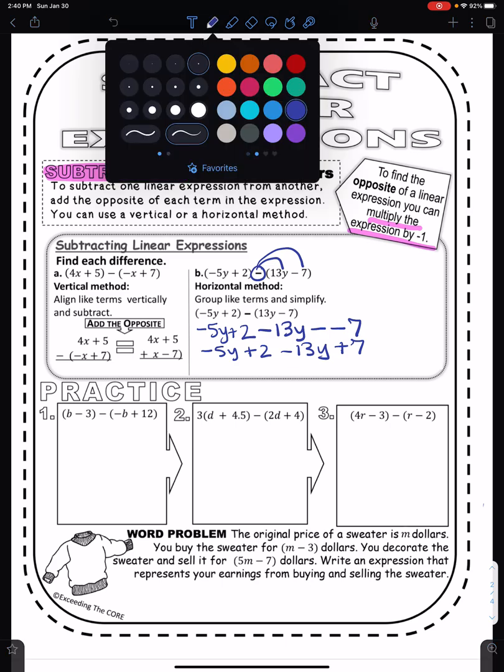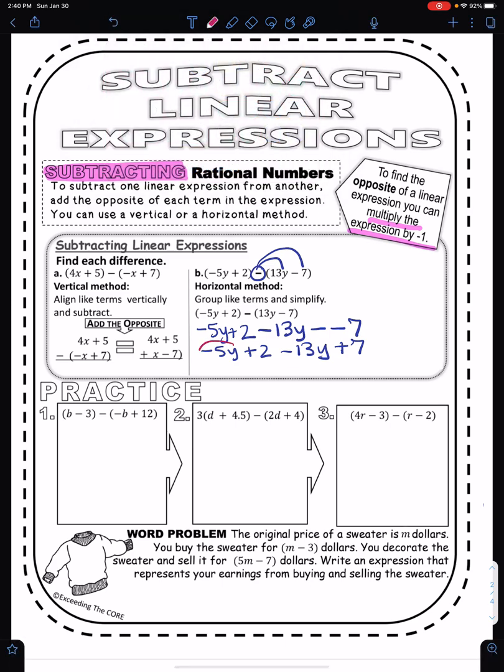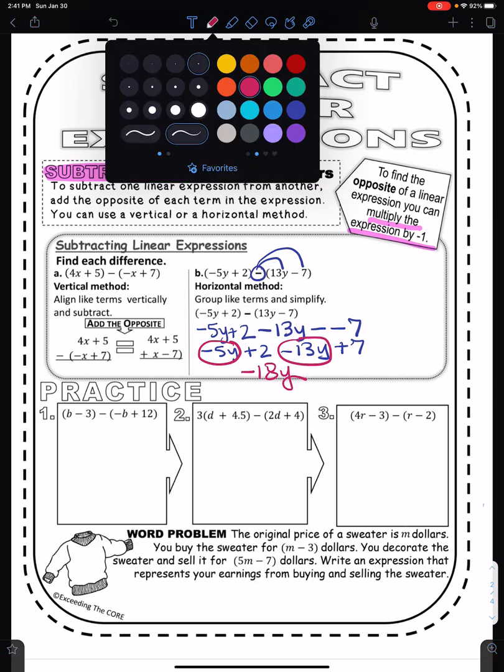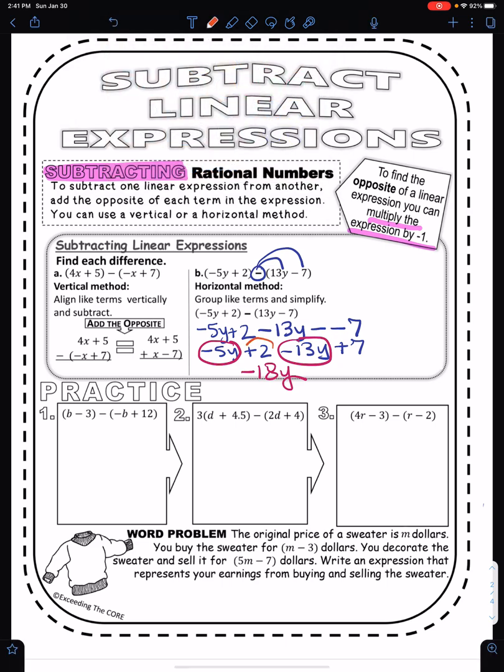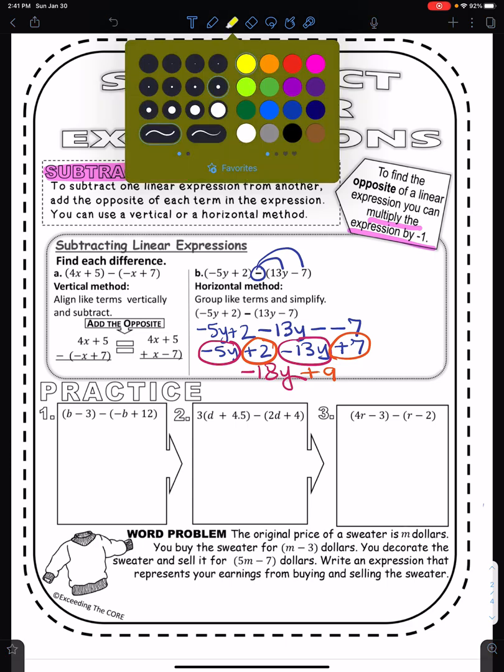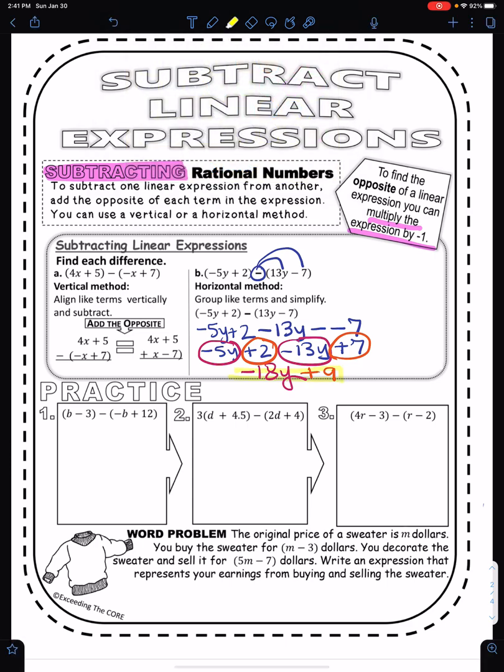Now I'm going to circle my like terms. -5y, -13y gives me -18y. And then I'm going to take my constant terms of 2 and 7 and add them to get 9. So my answer is going to be, let's get a nice bright yellow, -18y plus 9.